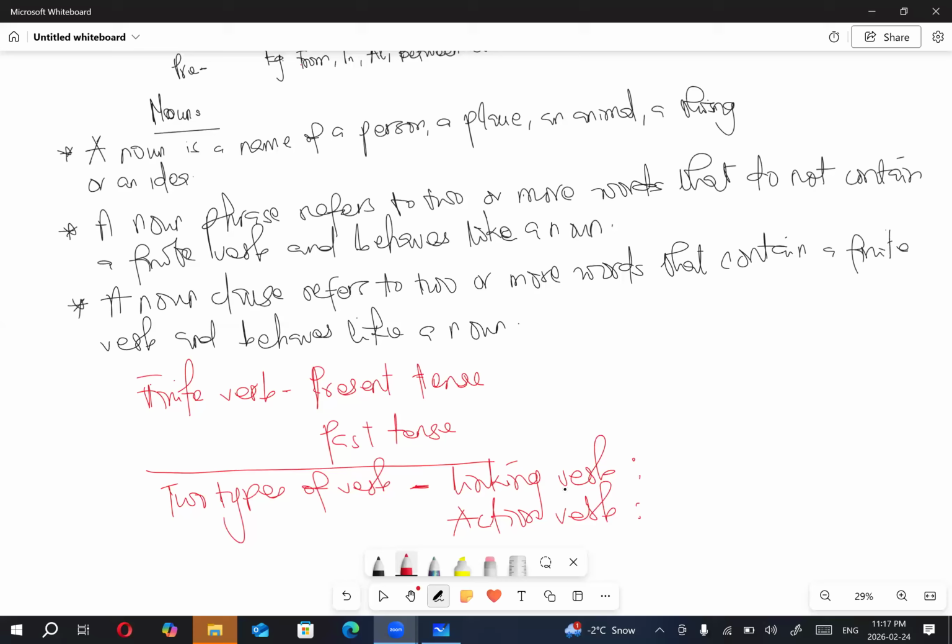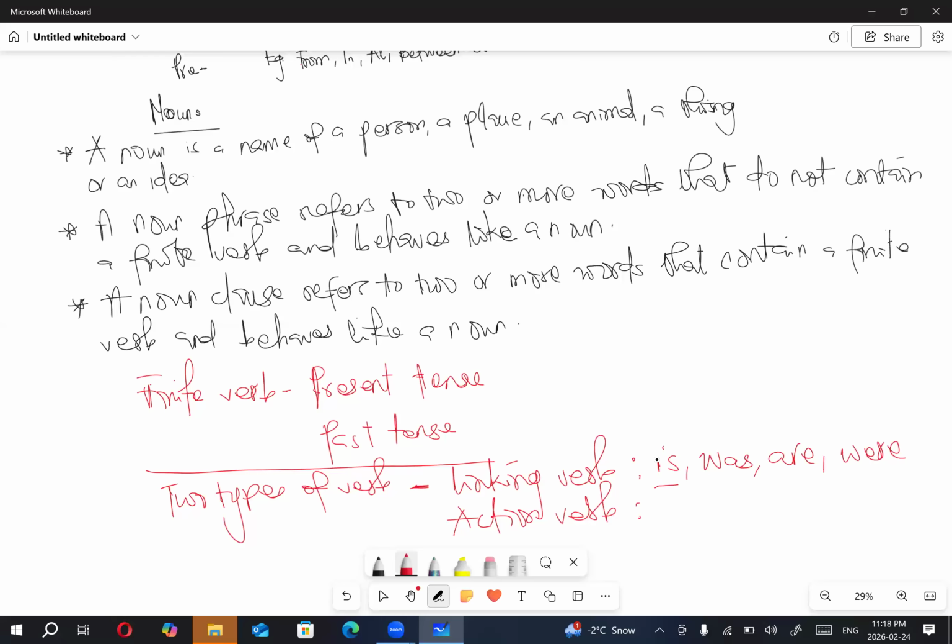So the linking verb and the action verb. So the linking verb is was. Was is the past tense of is. Okay, is, was. Are, then were is a past tense of are. Okay, is, was, are, were.